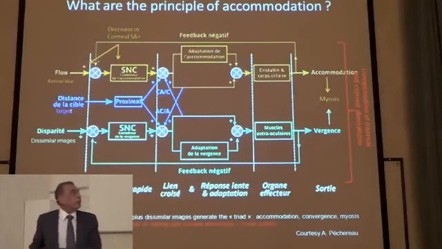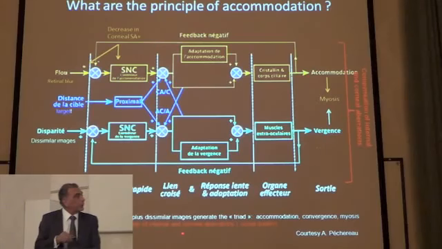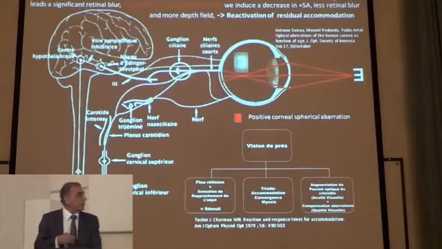What are the principles of accommodation? We know the retinal blur, we know the distance of the target, the disparate image, and all that leads to accommodation with miosis and convergence. But until now, we don't speak a lot about compensation of internal and corneal aberration. It's very important to increase the visual quality.